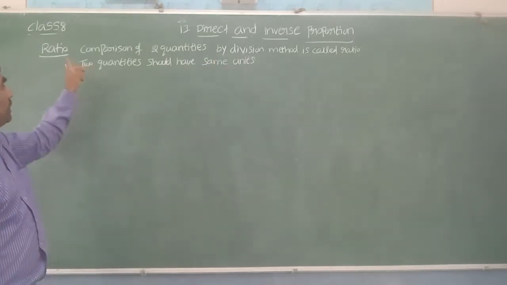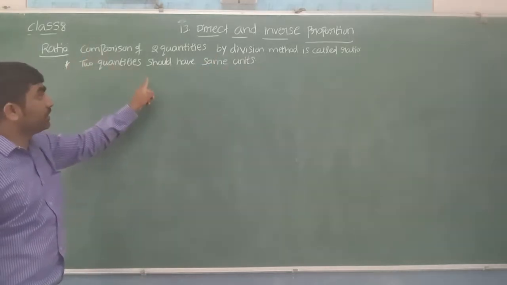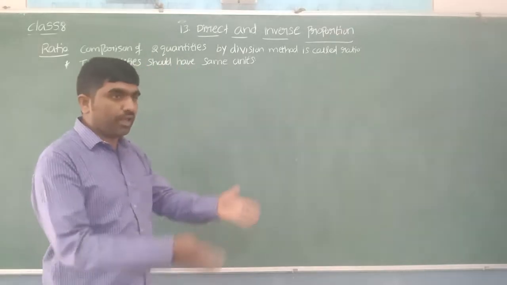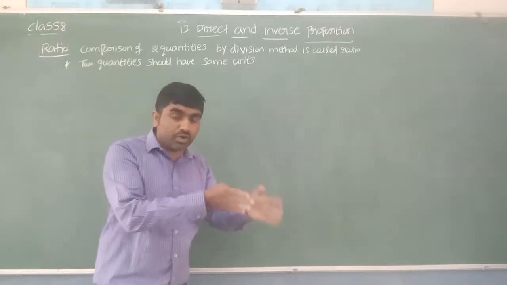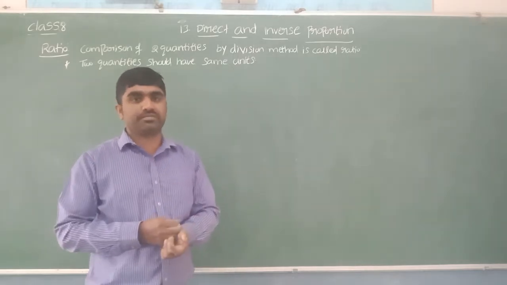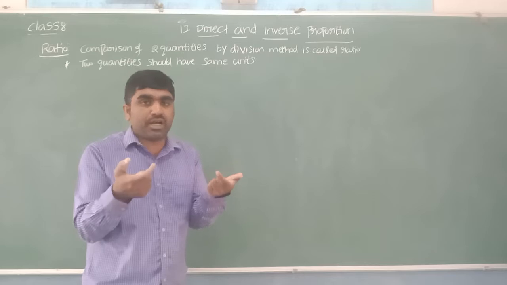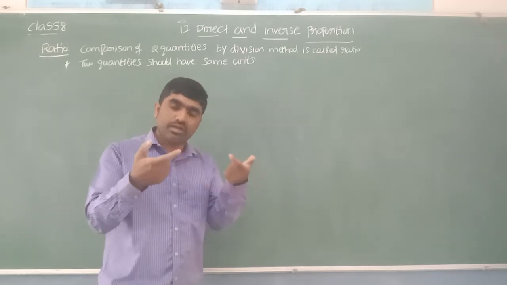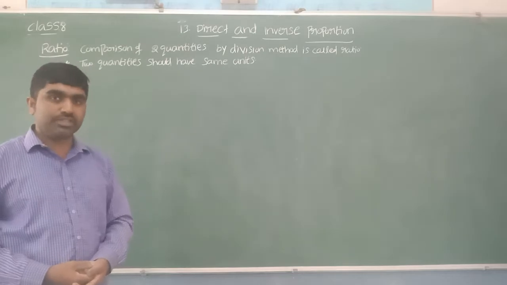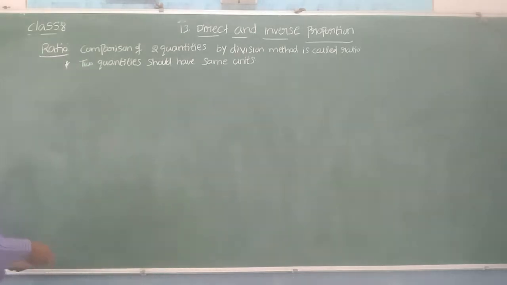And keep in mind that when you are comparing two quantities, those two quantities should have the same units. I mean, if the first quantity is in kilometers, the second quantity must also be in kilometers. If not, we make them the same units, then we find the ratio. Let's see an example to understand better how we can compare quantities by division method.